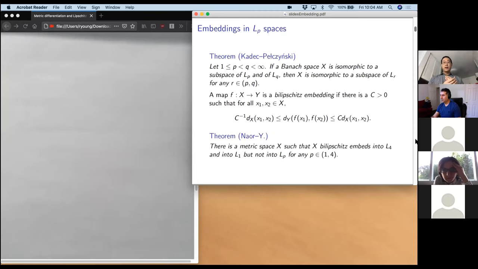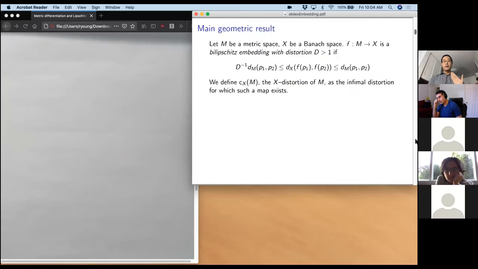Assaf and I showed that there's a metric space X, which Lipschitz embeds into L^4 and into L^1, but not into L^p for any p between 1 and 4. And so what I want to do today is tell you about this example and about why it embeds in L^1 and L^4, but not in L^2. Okay. So this example is based on the Heisenberg group. And so the fact that this embeds in L^1 and L^4, but not in L^2, is based on a geometric result about the Heisenberg group. So let me state this result.